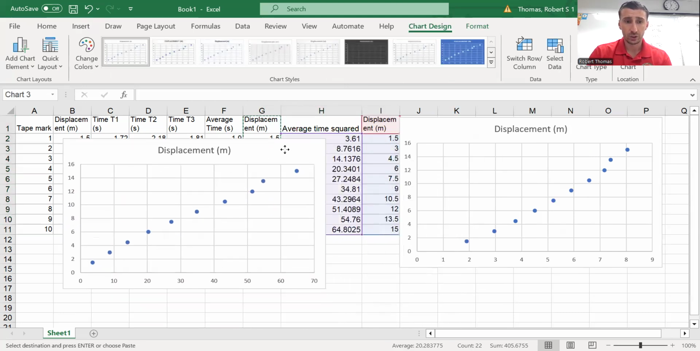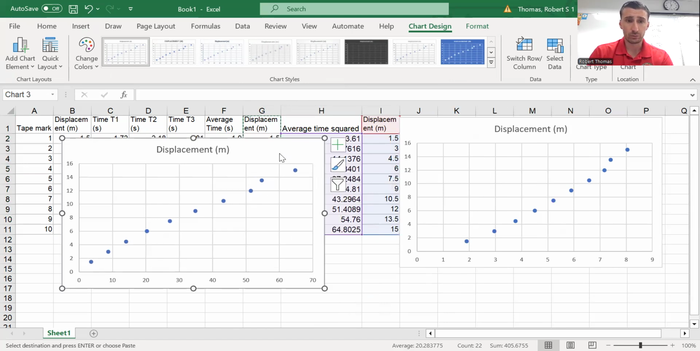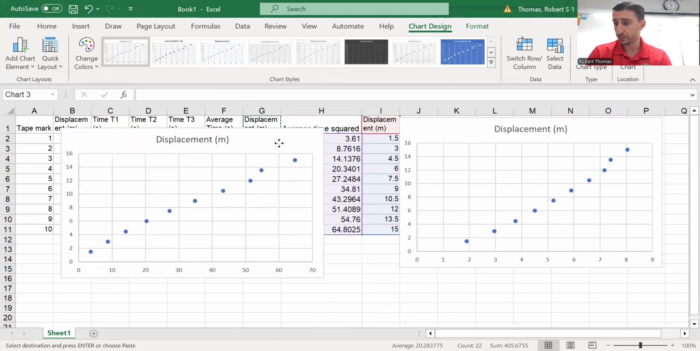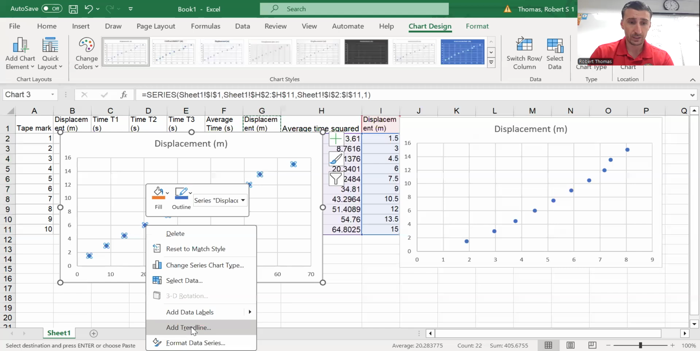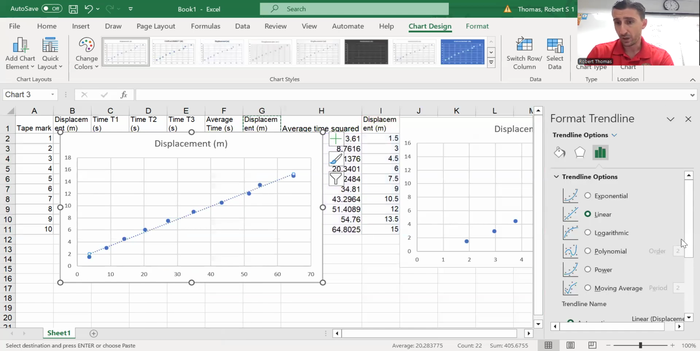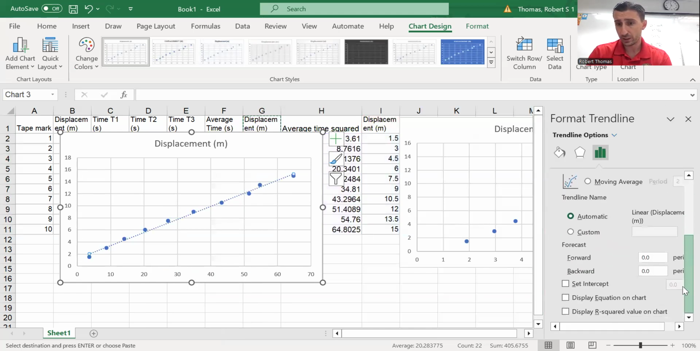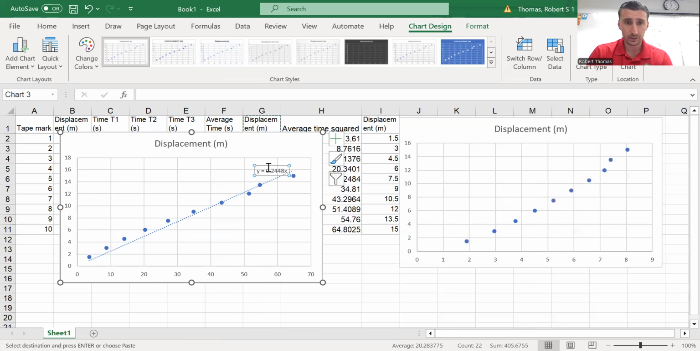Okay. So now what we want to do, we want displacement on the Y, time squared on the X. Let's go ahead and insert a line of best fit, add trend line. It's obviously linear here. We want to set our intercept to 0, display equation on the chart. All right. Got it. Let's slide this over here. All right, we got this.